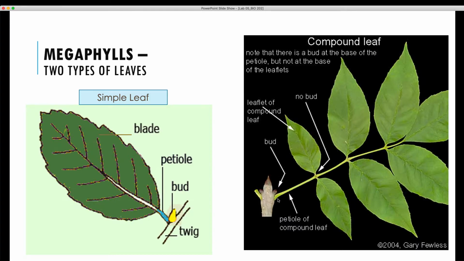Now, if we're looking at a compound leaf, we find the bud on the stem, and we notice that the compound leaf is made of multiple leaflets, okay? So actually from here, this entire section is one leaf, all right? So in order to figure that out, you always just locate the bud. Oh, okay, that's a compound leaf. Locate the bud here. Oh, that's a simple leaf.